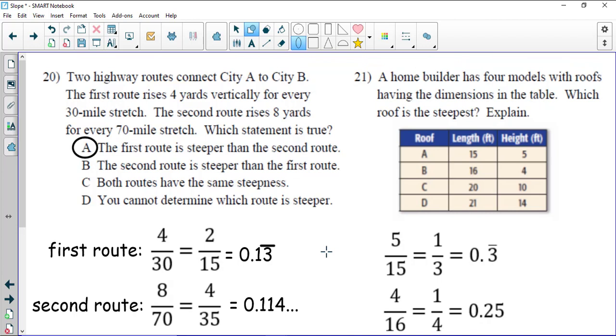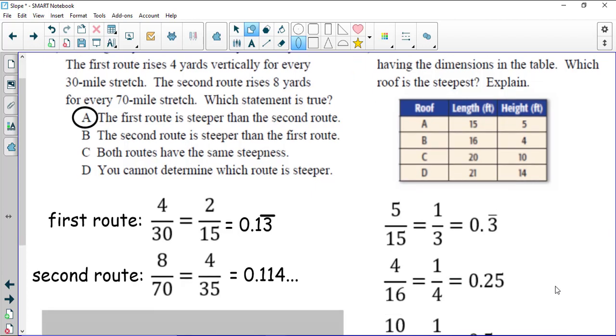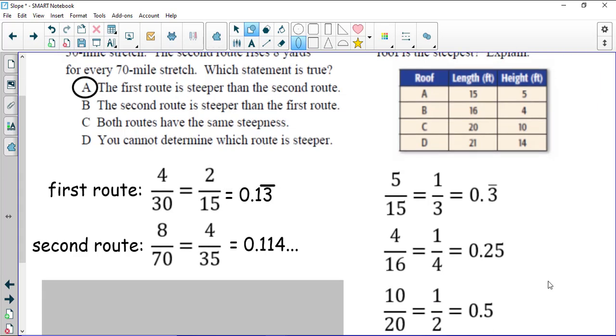All right, number 21. A home builder has 4 models with roofs having the dimensions in the table. Which roof is the steepest? So I did 5/15 for roof A, and that got us 1/3 or 0.3 repeating. Roof B was 4/16, which is 1/4 or 0.25. So far roof A is steeper. Then I did roof C, which is 10/20 or 1/2. That's 0.5. So that is actually the largest so far.